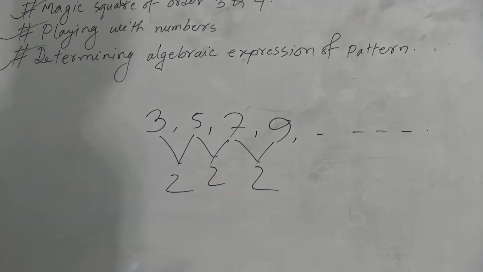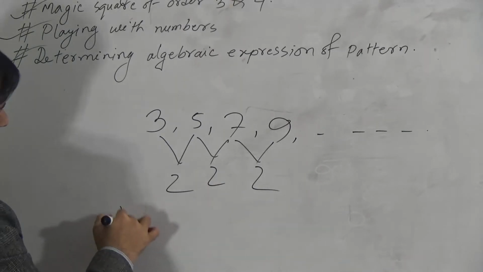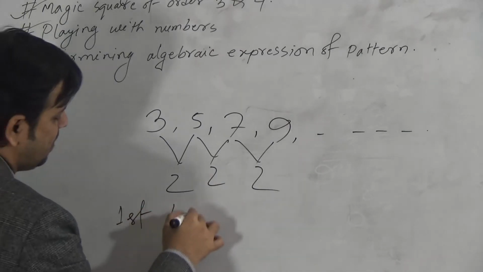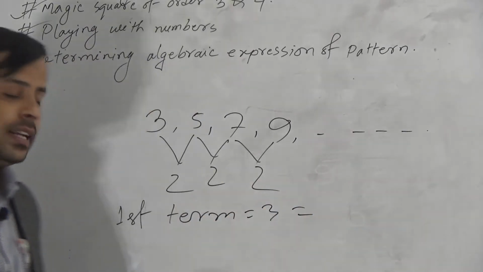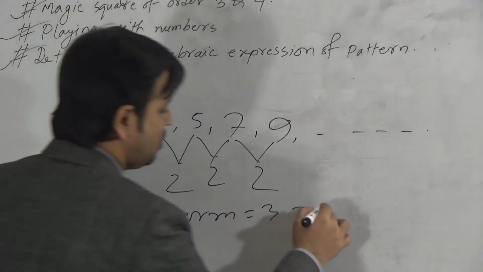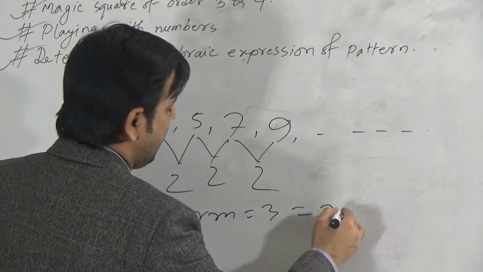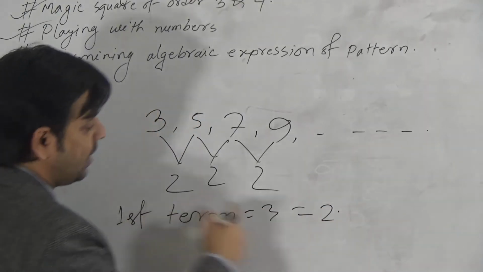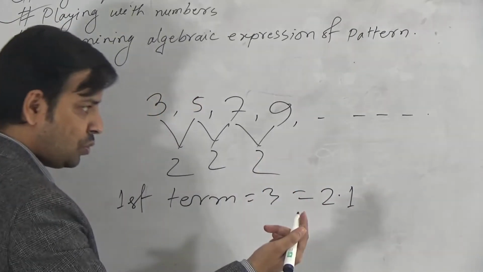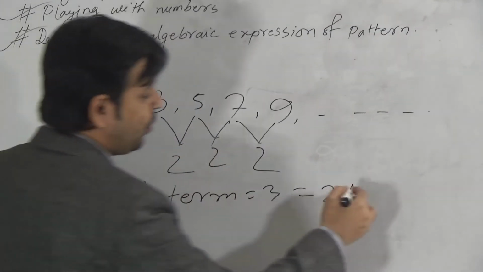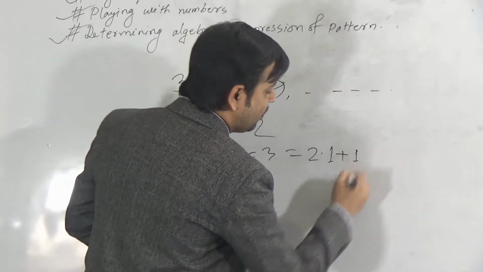How can we determine the algebraic expression? Now see. Here the first term is 3. We can express 3 using the product of 2, and as this is the first term, we multiply by 1. The product of 2 and 1 is 2. So to get 3, we have to add 1.